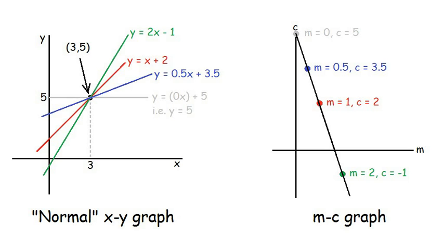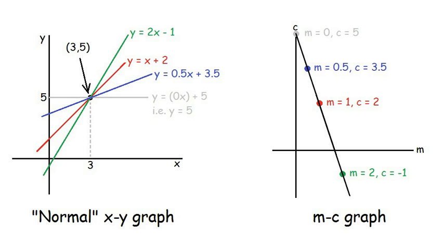The trouble is that y = x + 2 isn't the only line that passes through the point. So does the line y = 2x - 1, marked in green on the xy graph. From this we get another point on the m versus c graph, for m = 2 and c = -1. And here are two more lines that go through the same point.